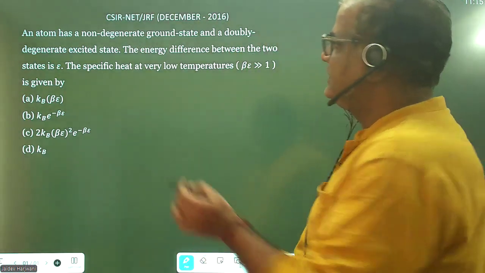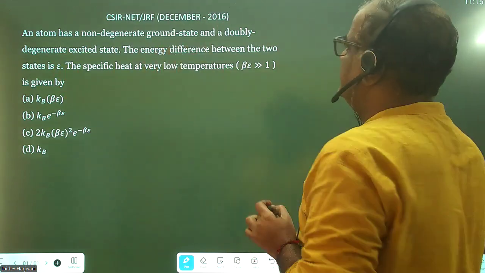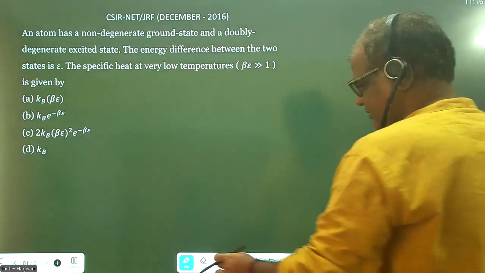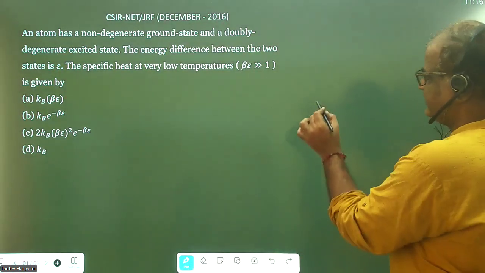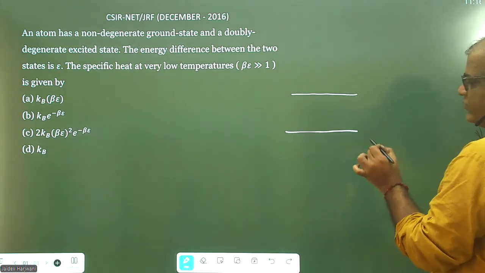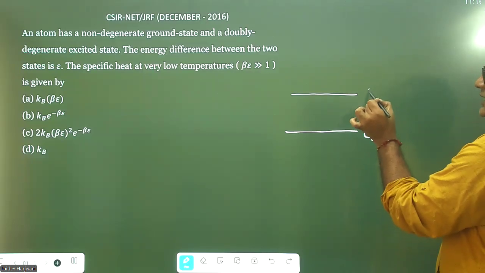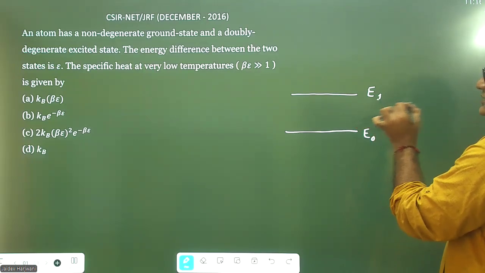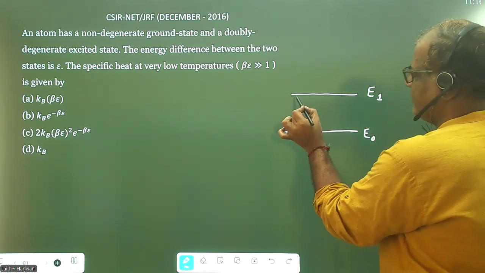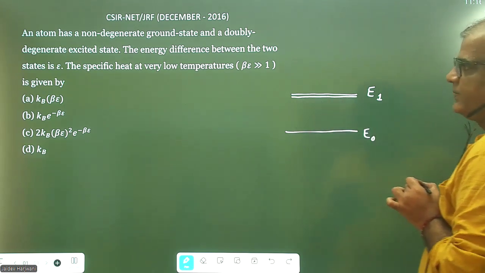So you can see this problem. They say an atom has a non-degenerate ground state and a doubly degenerate excited state. So you have a system which has two levels. One level is the ground state, which I call E0. This is my excited state, which is doubly degenerate. That means you have two levels here, both with energy E1.